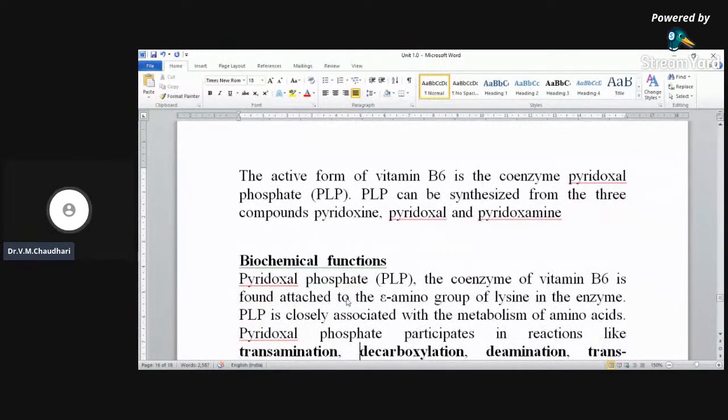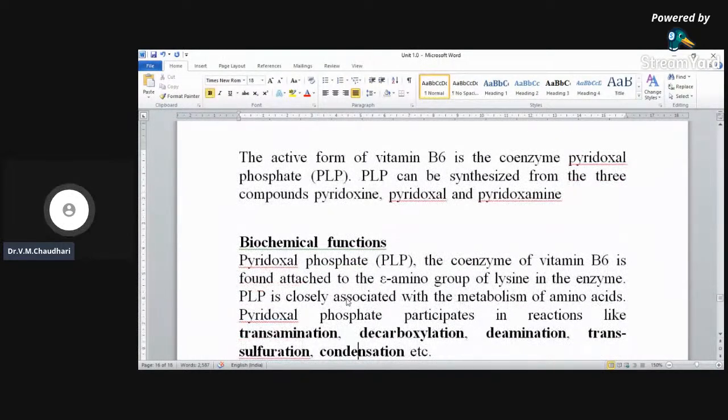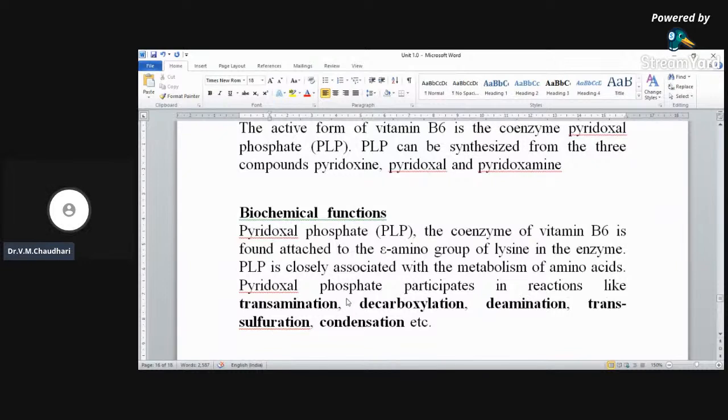So what is the biochemical function of the vitamin pyridoxal phosphate? The coenzyme of vitamin B6 is found attached to the epsilon amino group of lysine in the enzyme. PLP is closely associated with the metabolism of amino acids.